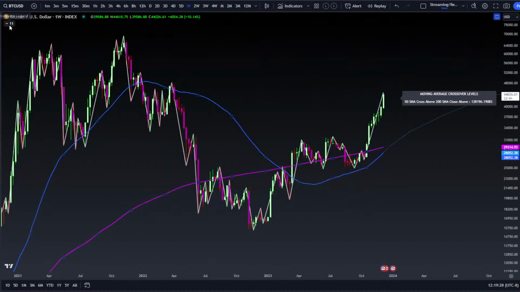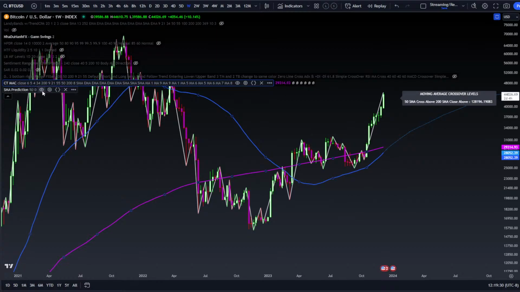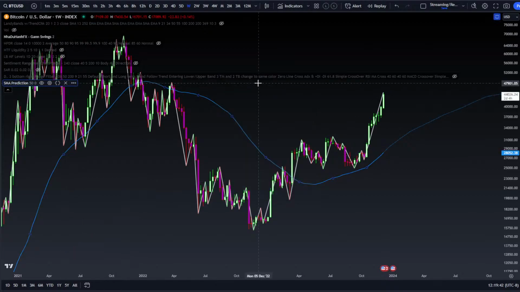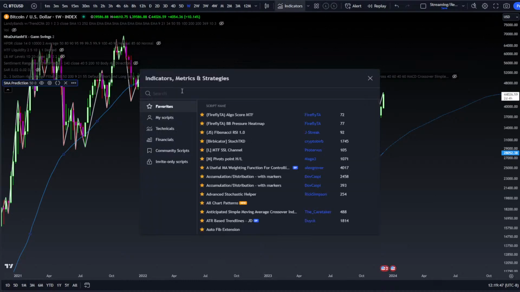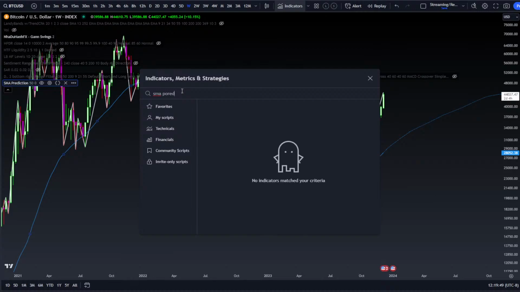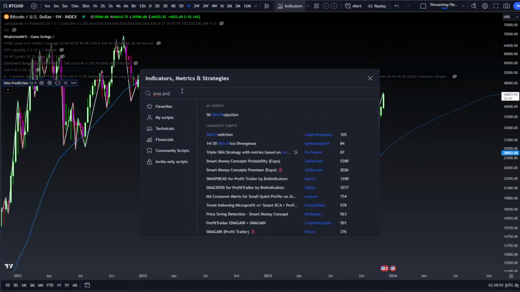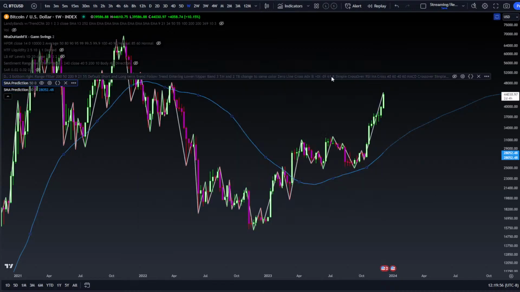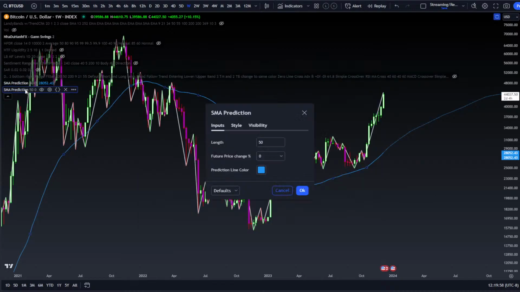So we can turn on an SMA projection indicator. It is just SMA prediction in this case, and we can set the length. We can grab two of them. So we'll turn off Caretakers, and we can turn on two of them, and we can make the other one a 200 SMA.